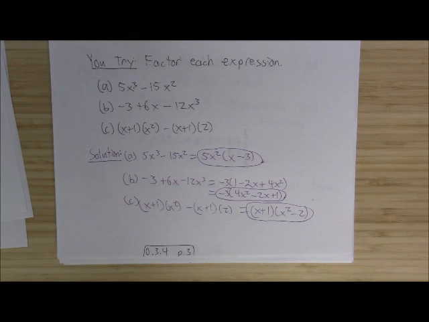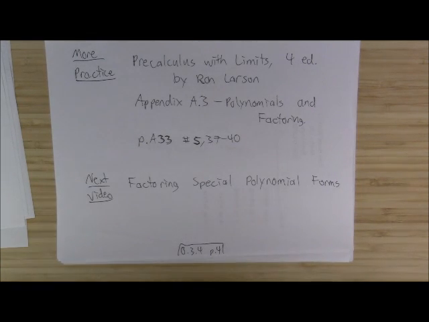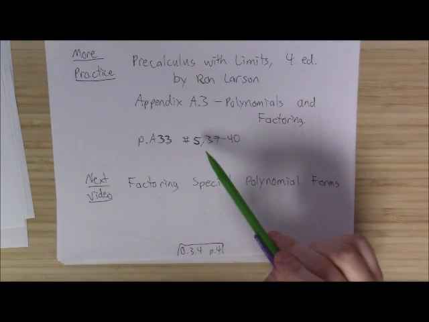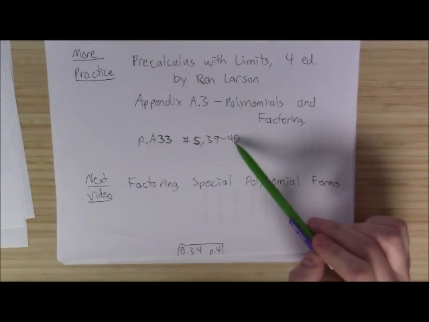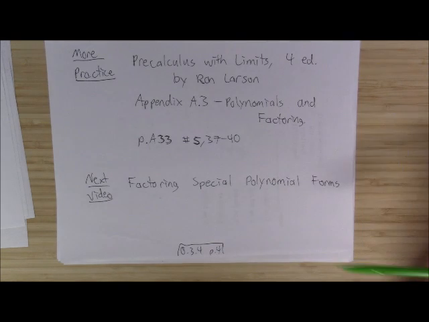For more practice with common factors, go ahead and look at the textbook, page A33, and try out numbers 5 and 37 through 40. And in our next video, we'll be talking about factoring our special polynomial forms.